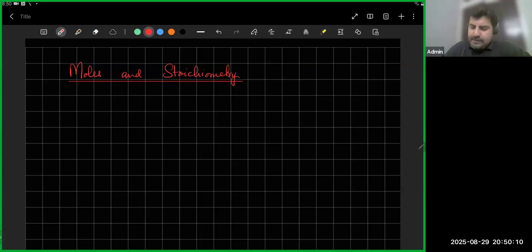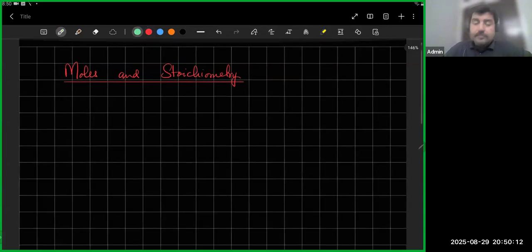Moles and stoichiometry. We learned how to make equations. Now we're not really going to make equations, but we did balancing and stuff. So if you're given any equation, let's pick some simple equation.